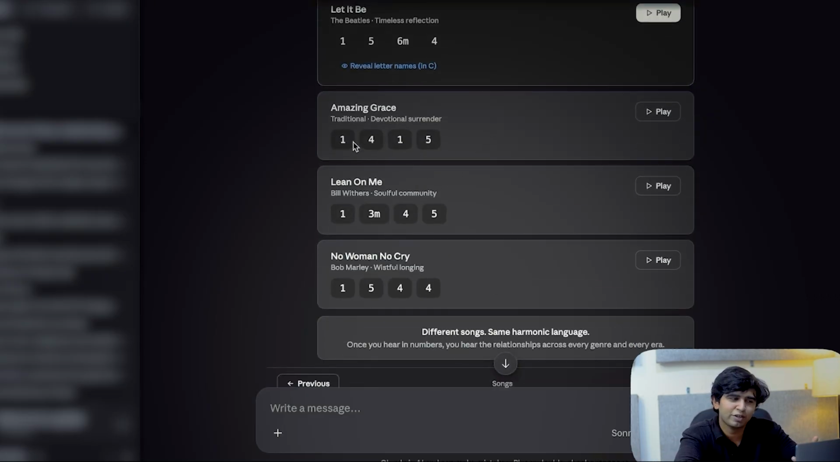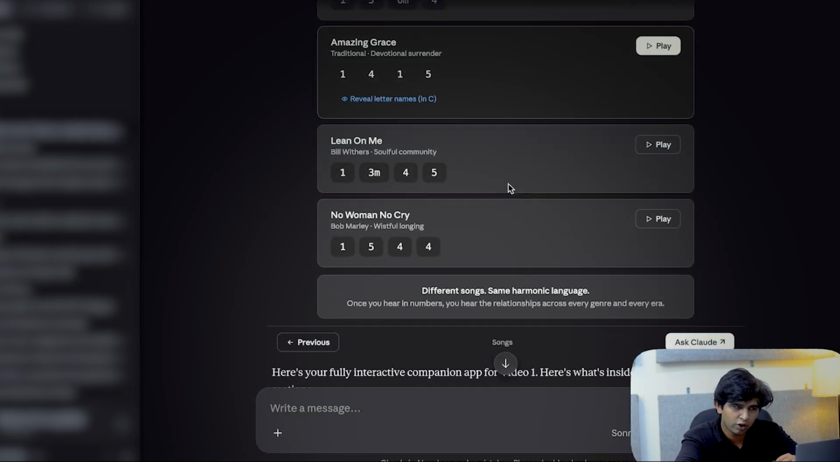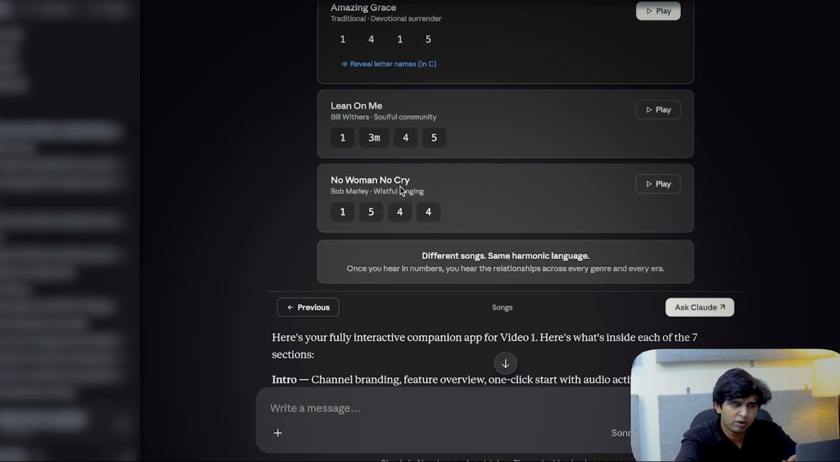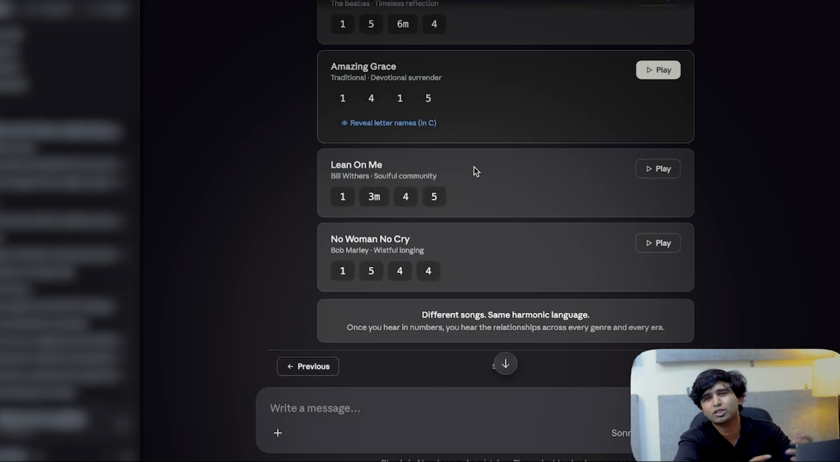Great song, right? Now the numbers are 1, 4, 1, 5. Now this is the major progression which has been going in the song. Same thing goes for Lean on Me. Same thing goes for No Woman No Cry. And I can make a list of songs decoded into numbers.